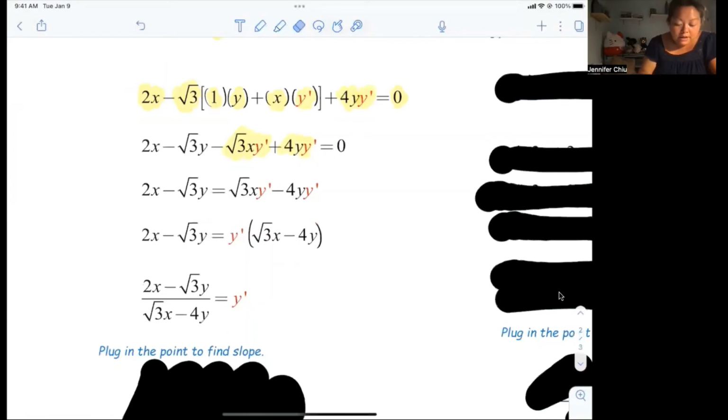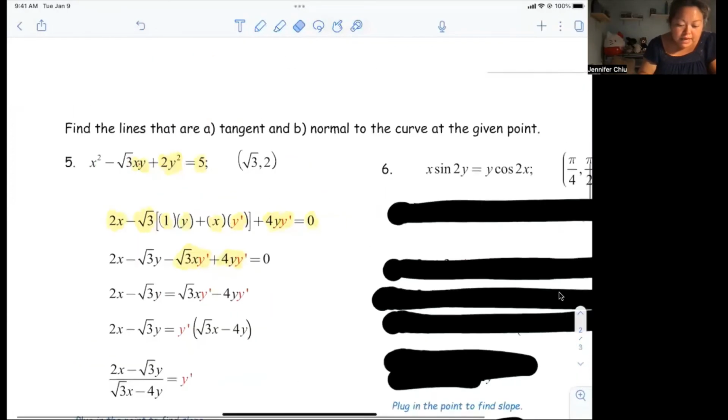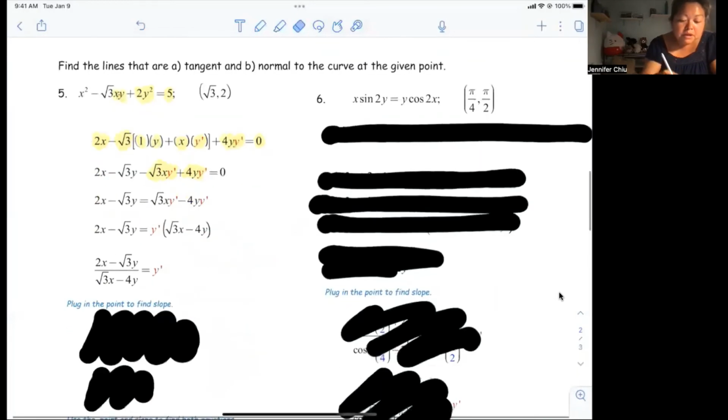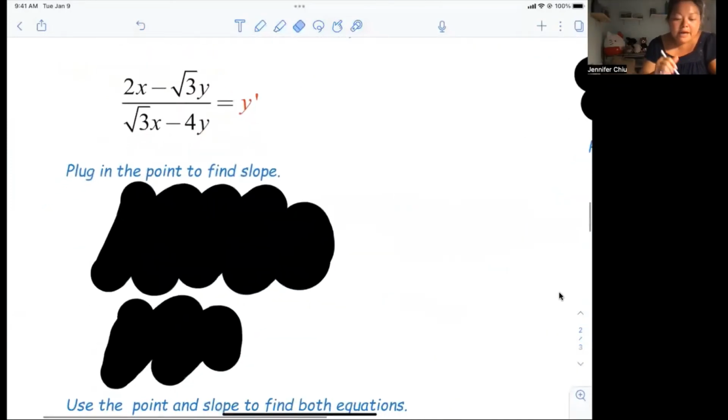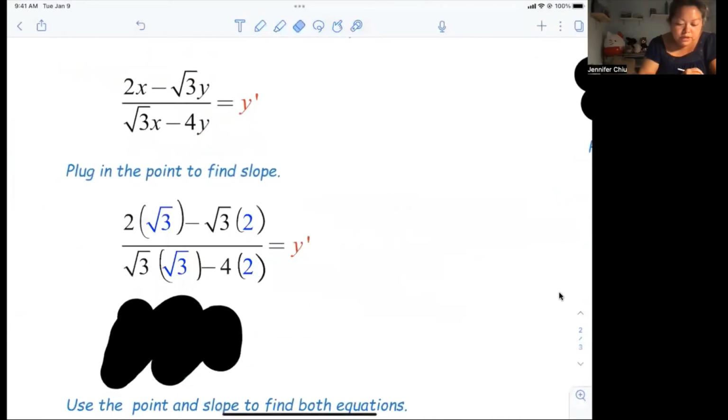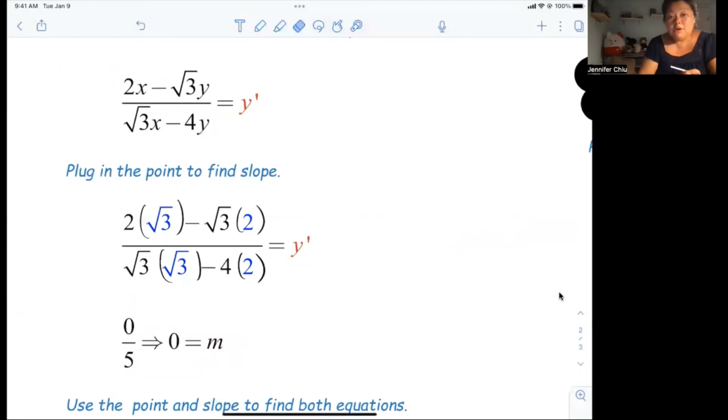Okay. All right, so now I'm going to find slope because I'm looking for tangent, right? So I'm going to plug in root 3 and 2 into my x and y, root 3 for x, 2 for y. And I clean this up, and I get my slope to be 0. All that work to get 0. Sometimes that happens, all right?